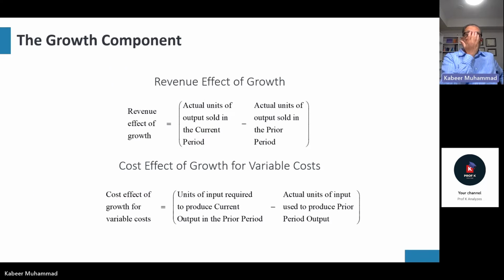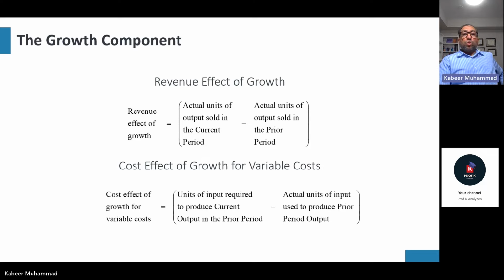Now, how can we measure this? These are the formulas that we can use to calculate. For the growth component, we calculate the revenue effect of growth, and then we also look at the cost effect of the growth. So these are the two things we calculate. The revenue effect of growth is actual units of output sold in the current period minus actual units of output sold in the prior period. So that's the growth component, the revenue effect of growth: actual units of output sold in the current period minus actual units of output sold in the prior period.